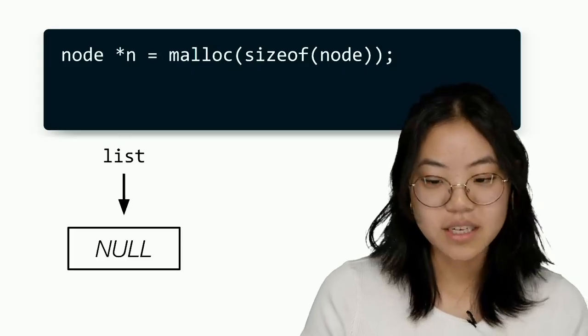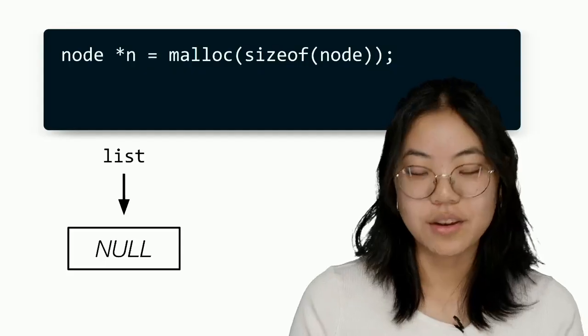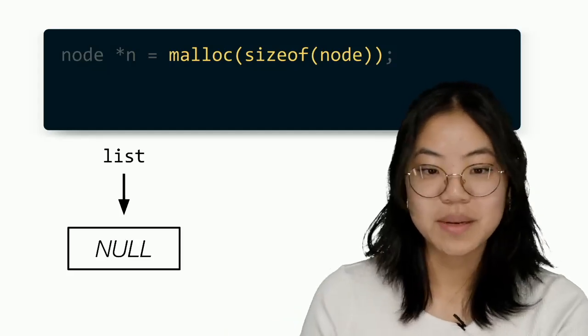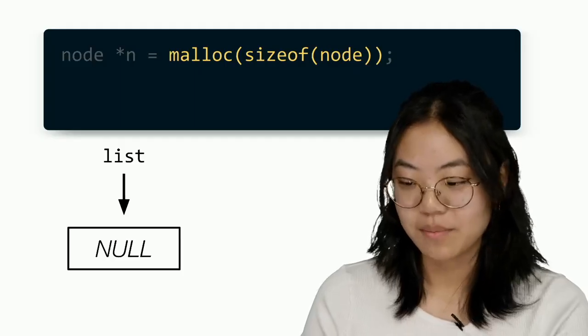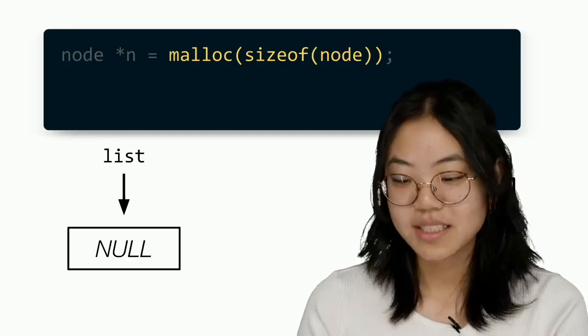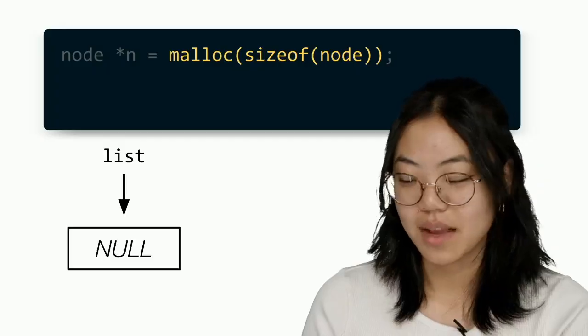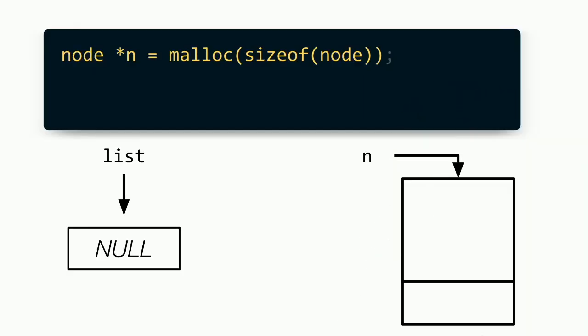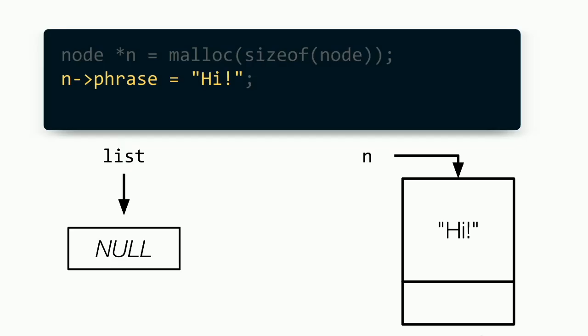And then what we want to do here is actually malloc a node. So we're going to ask the computer for however much space a node needs and malloc that, and that's going to return the address of whatever memory was just malloced. Then we're creating some pointer called n here, and that n is going to point to that new piece of memory that we just allocated. So using our struct notation, I can then give it the phrase hi, which is, we know, a string.